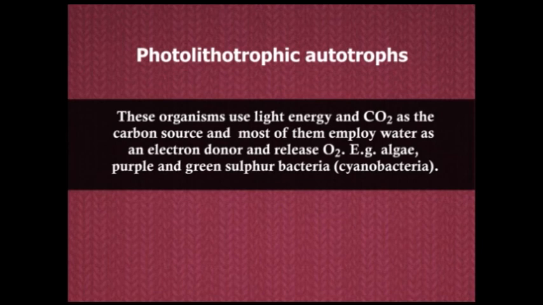The first one is the photolithotrophic autotrophs. These organisms use light energy and carbon dioxide as the carbon source, and most of them employ water as an electron donor and release oxygen. Examples are algae, and purple and green sulfur bacteria, which we also call cyanobacteria.